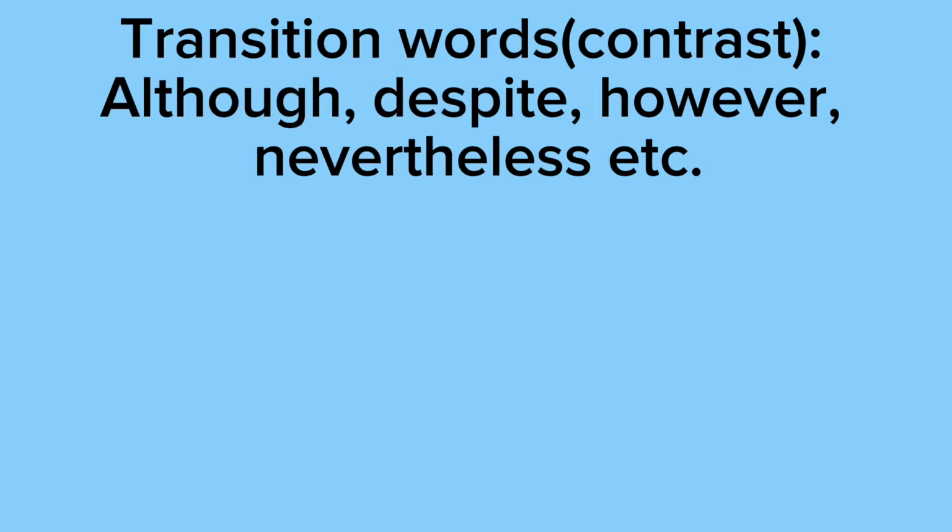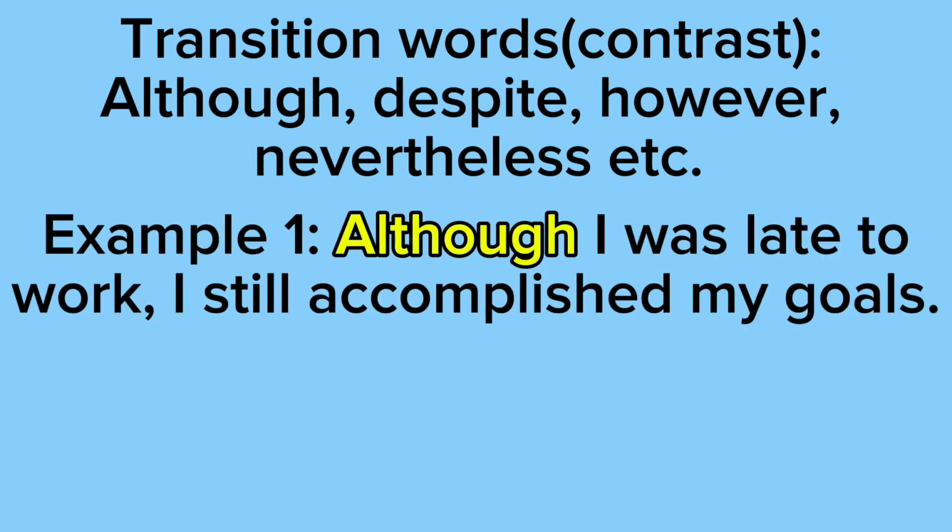Next, we have transition words of contrast, like although, despite, however, nevertheless, and so on. So example 1 says, although I was late to work, I still accomplished my goals. So in other words, it's like, okay, I was late to work, but that doesn't mean I can't be productive or I can't accomplish my goals.